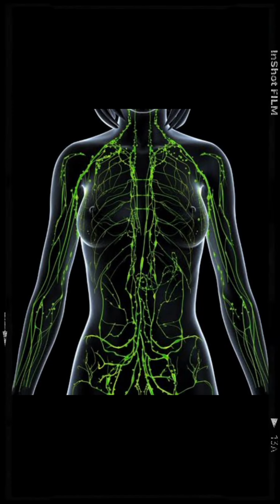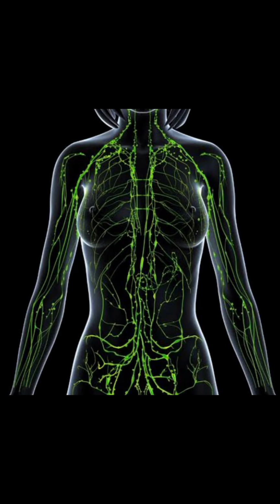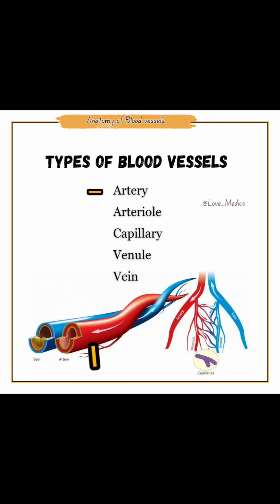That is another topic. Now we are entering into the types of blood vessel. They are artery, arteriole, capillary, venule, and vein. These are the types of blood vessel.